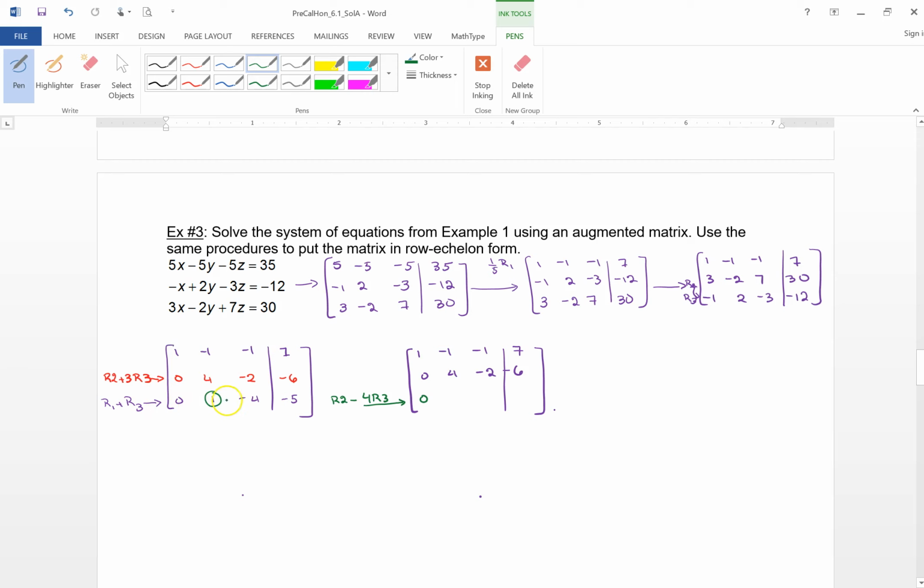Okay, now here, you have to be cautious and careful. Row 2 minus 4 times row 3. 4 minus 4 is 0. Negative 2 minus 4 times this. Negative 2 plus 16 is 14. And now here I have negative 6 minus 4 times negative 5.